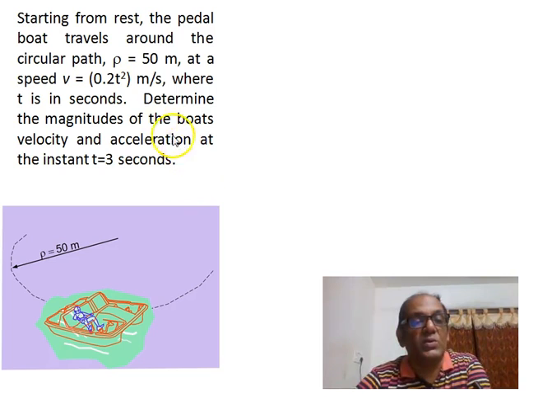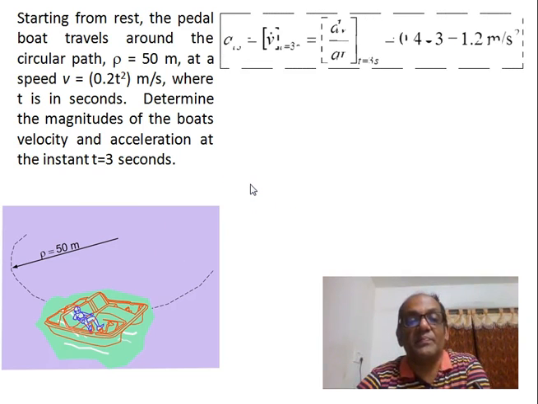Here in problem 1, a pedal boat is traveling around a horizontal circular path with constant radius rho equal to 50 meters, at a speed of v equal to 0.2 t squared meters per second, where t is in seconds. We need to find the magnitude of the boat's velocity and the magnitude of its acceleration at time t equal to 3 seconds, that is from the starting time. Let us see how we do that step by step.